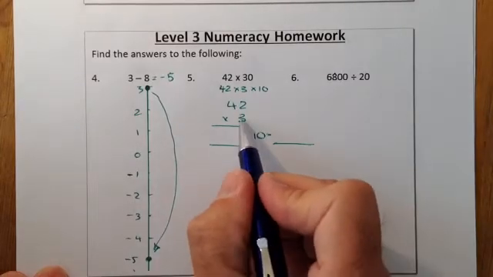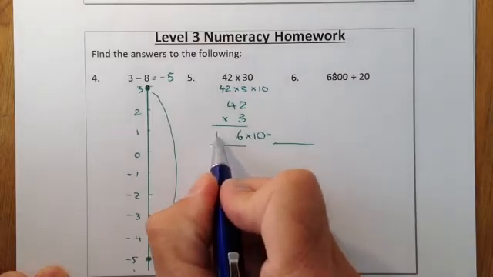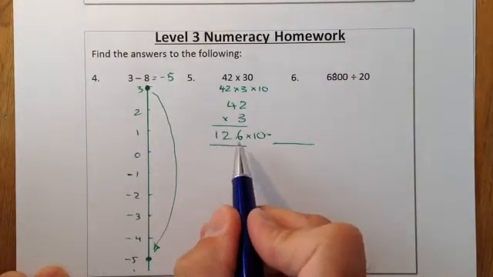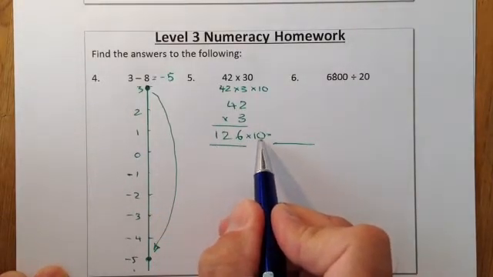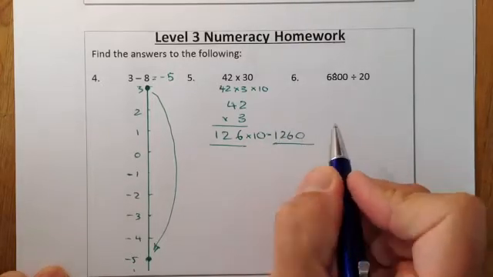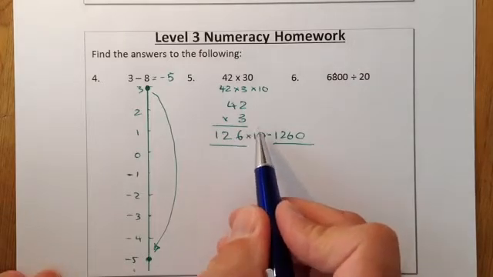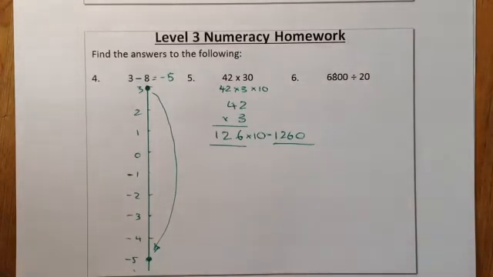Here we go. 3 times 2 is 6. 3 times 4 is 12. So I've got 126. I'm going to multiply that now by 10. So it's going to be 1260. Okay, if it's a whole number, I'm just going to add a 0 on. Or if it was a decimal, I'd be moving my decimal point to the right. That's the way I think about it.